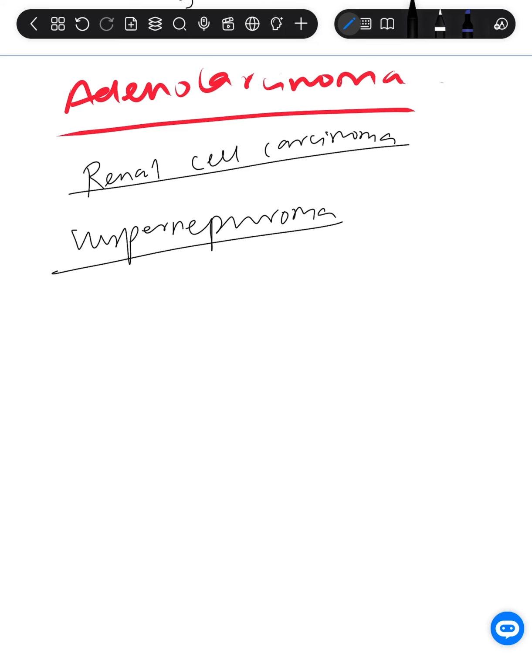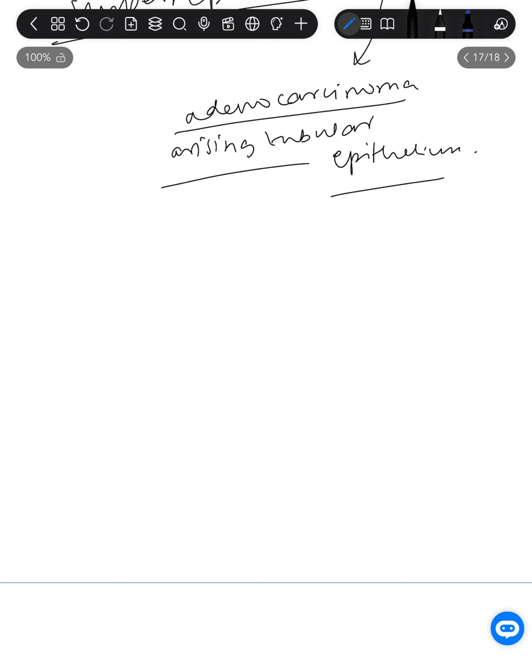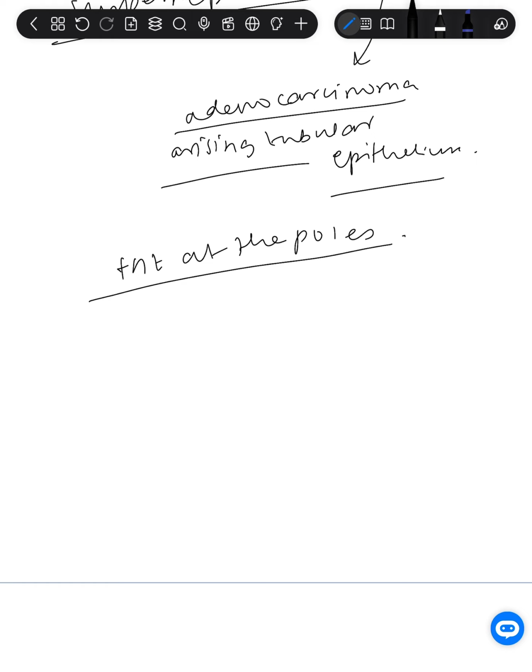Why is it called renal cell carcinoma? Because it is an adenocarcinoma. As I said, we are studying adenocarcinoma of the kidney, which arises from the tubular epithelium. This is why it is called renal cell carcinoma. The most common location of this carcinoma is at the poles.